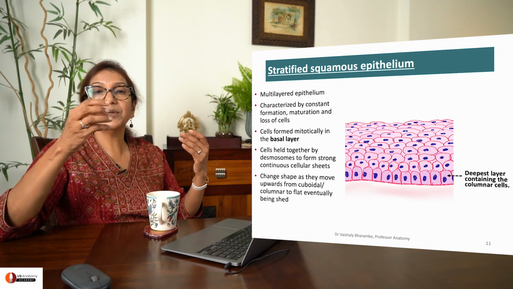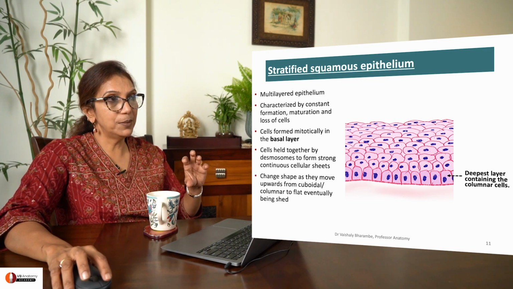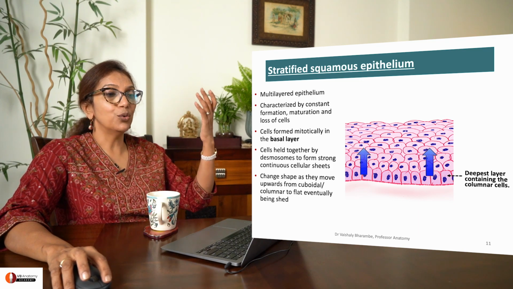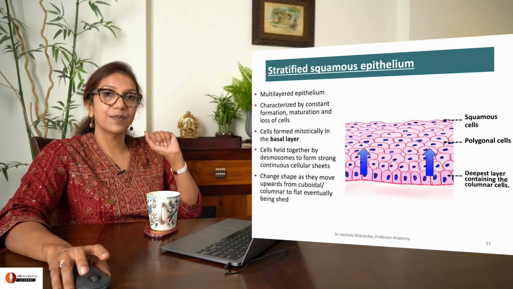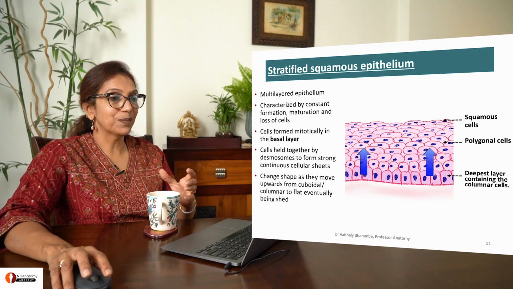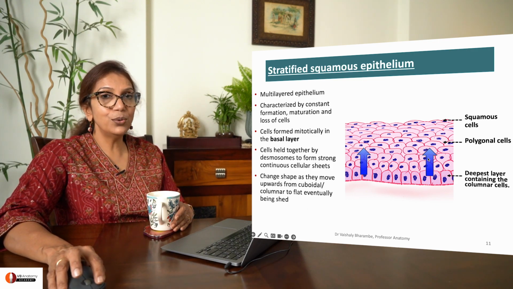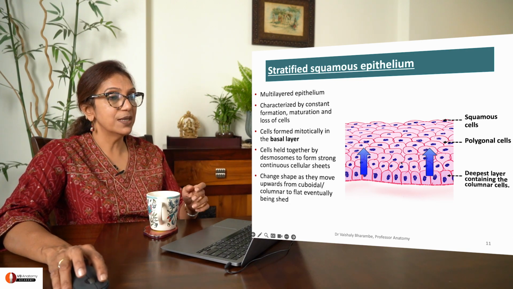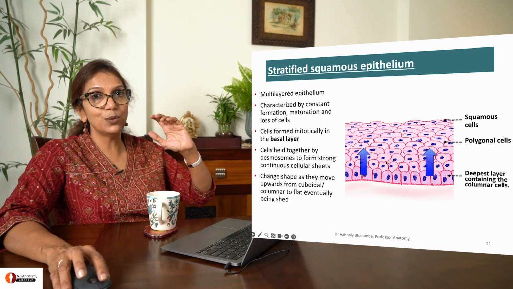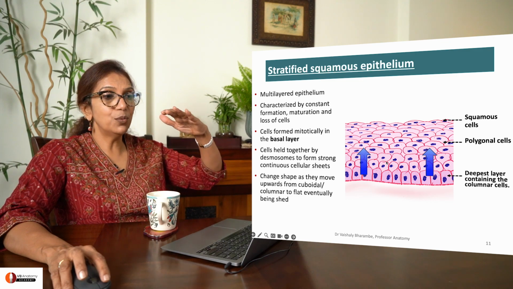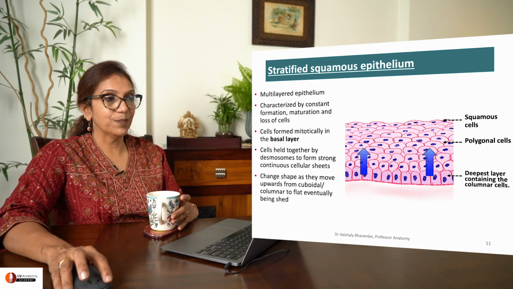As they rise up, they change shape from columnar to polygonal to flat. Can you see that happening there? Okay. So this layer gives rise to cells. They hold on to each other with the help of desmosomes. They rise up in the form of cellular sheets, columnar to polygonal to squamous.